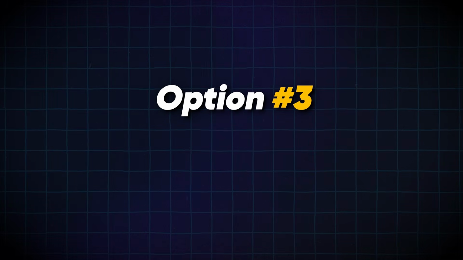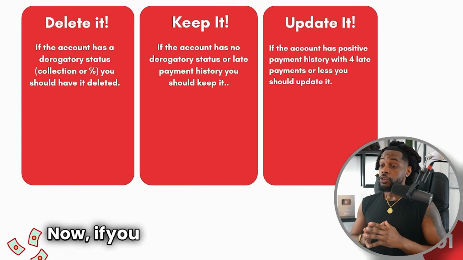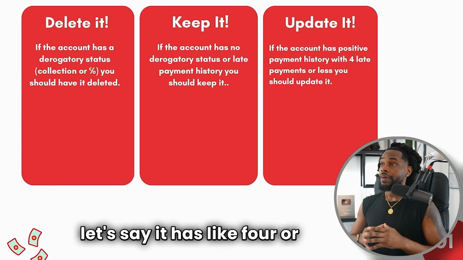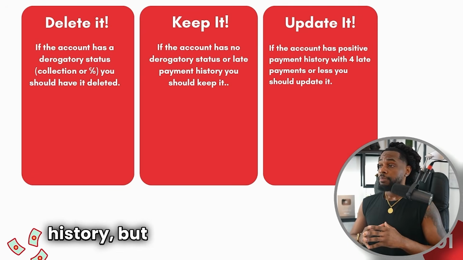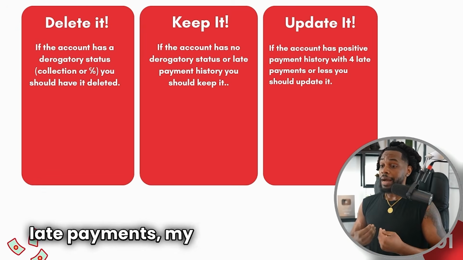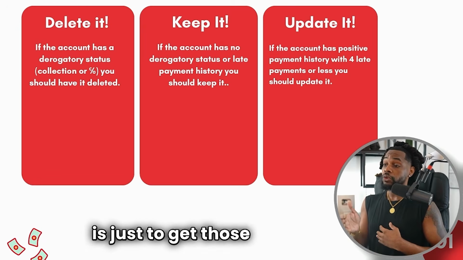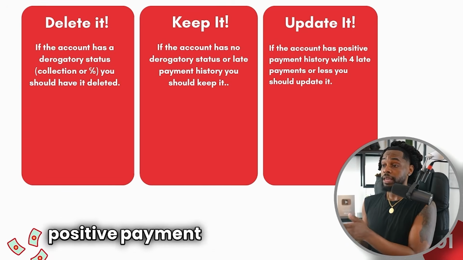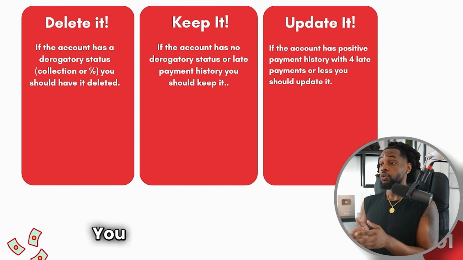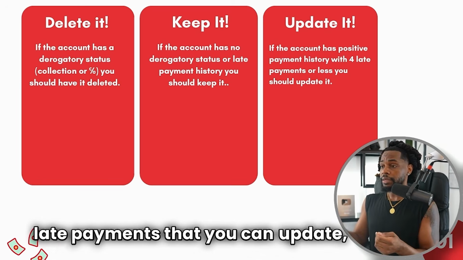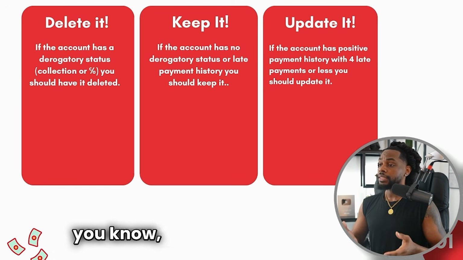Now, the last option is to update it. If you have an account that has positive payment history, let's say 4 or 5 years of positive payment history, but for whatever reason, you have maybe 3 or 4 late payments, my recommendation is just to get those late payments updated, because 4 or 5 years of positive payment history is a lot. You want to keep that. If there's just 3 or 4 late payments that you can update, just update those. It's not that bad.